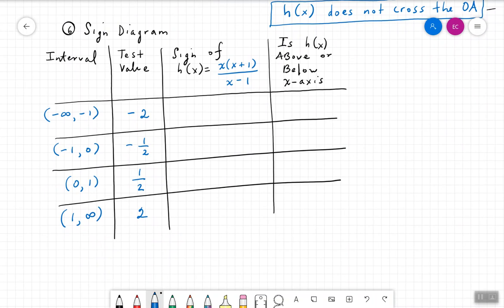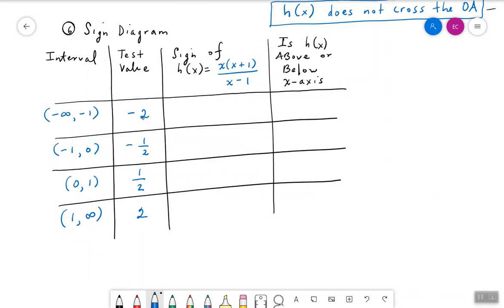And so let's see here, if we plug in negative 2, we get negative 2, which is a negative number, multiplied by negative 2 plus 1, which is negative 1. It's another negative. Negative 2 minus 1 is a negative. All those three negatives together, multiplied and divided, make a negative.